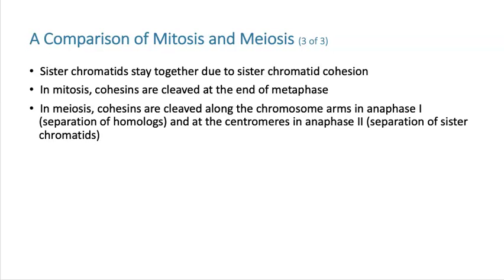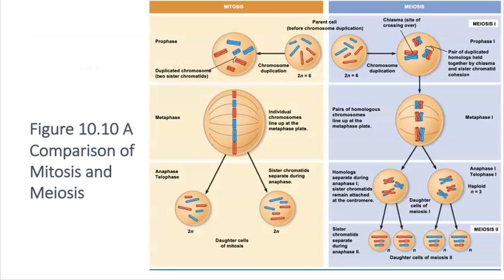So, no matter what, mitosis or meiosis, sister chromatids do stay together. They are held together during what is called sister chromatid cohesion, but when that cohesion is interrupted varies. In mitosis, that cohesion is interrupted during anaphase, and in meiosis, that interruption is happening during anaphase 1. I'm sorry, the sister chromatid cohesion is interrupted during anaphase 2. Sorry about that.